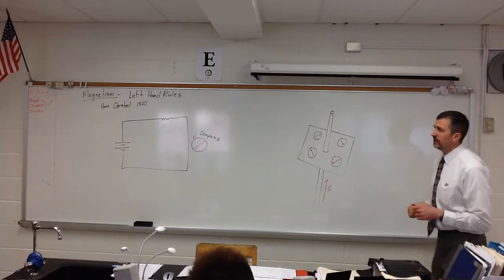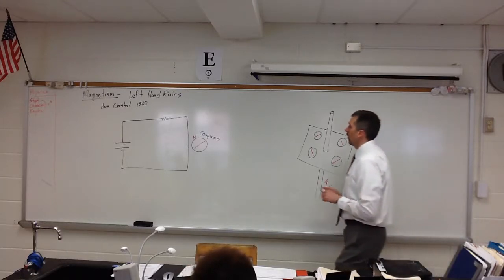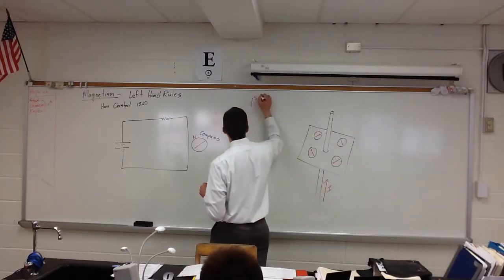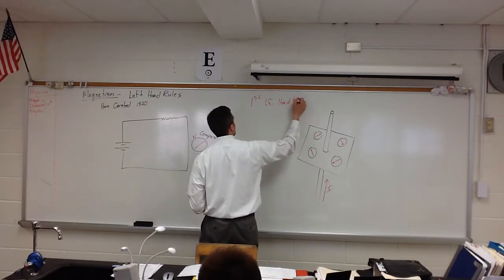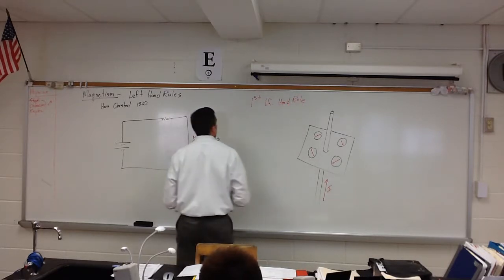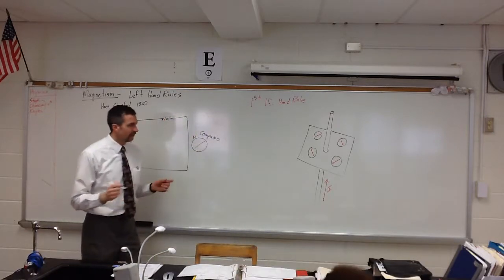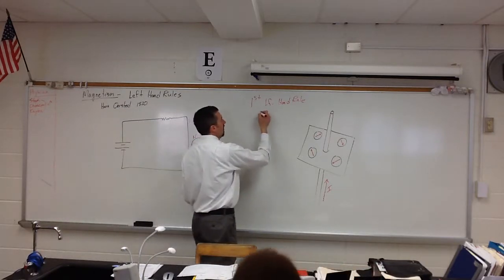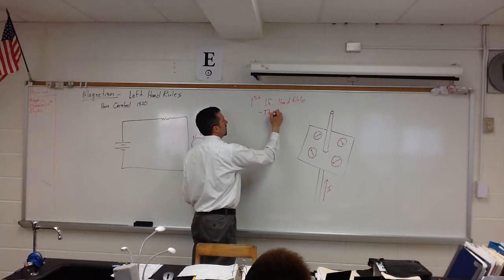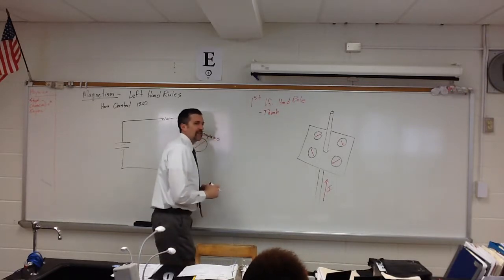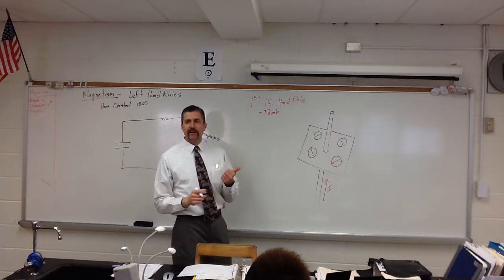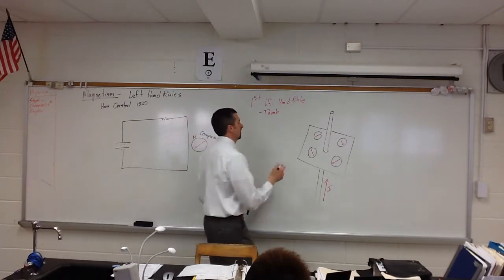And what he eventually came up with is what is called the first left-hand rule of magnetism. And it goes like this. Your thumb of your left hand, we're talking about your left hand here, points in the direction of the current, or the electron flow.